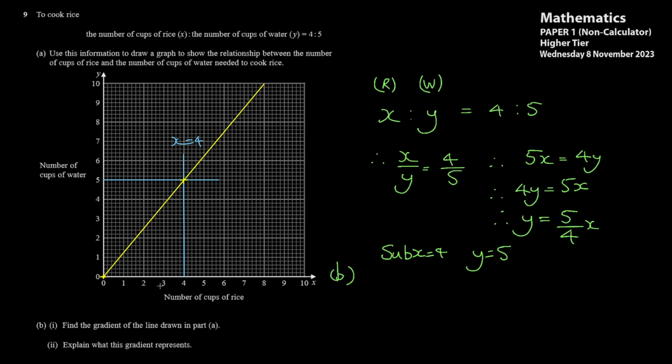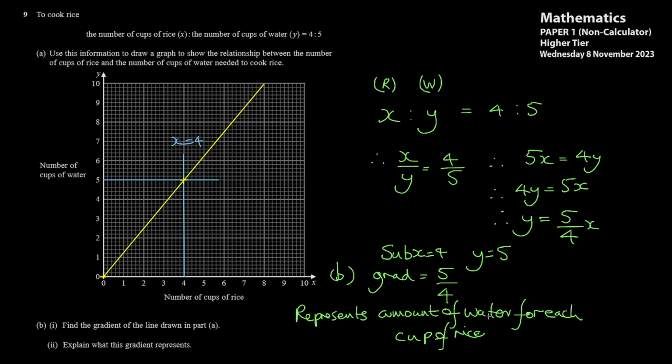Find the gradient of the line in part A. Well, the gradient is 5 over 4 because this is m, the gradient. So I can say the gradient is equal to 5 over 4. And now they say explain what this gradient represents. Well, it represents the amount of water for each cup of rice. And those will be your answers.